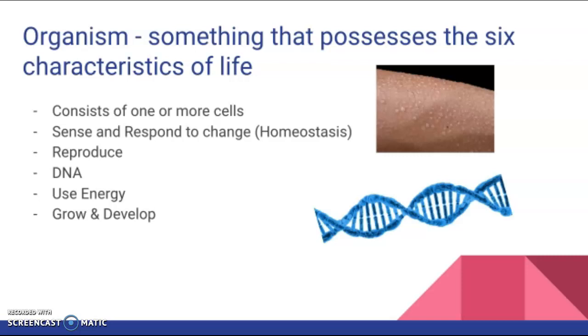They have to have DNA. They have to use energy. They use energy by taking in food and being able to convert that to energy that we can use to carry out life's processes. They also have to be able to grow and develop. In order for something to be an organism, to be considered alive, it has to possess all 6 characteristics of life.